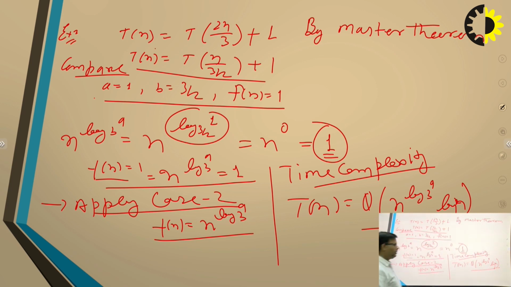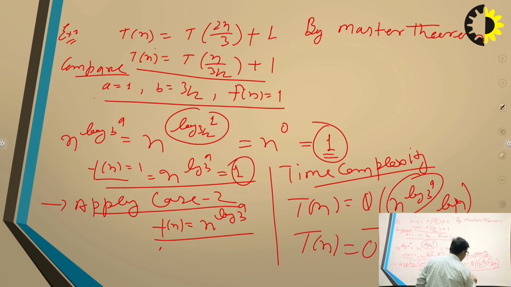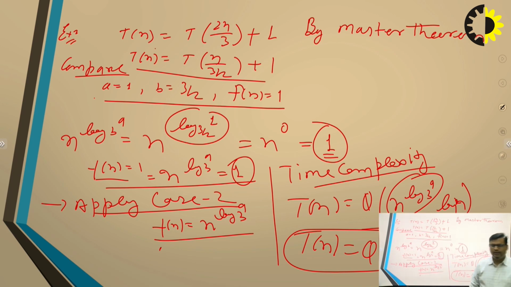Okay, so here we find the value is 1. Then T(n) equals theta log n. This is the resultant, this is the time complexity. Okay, this is the case 2.